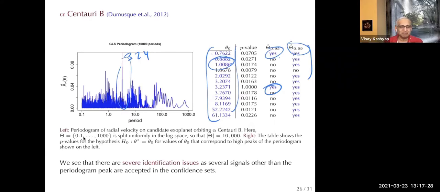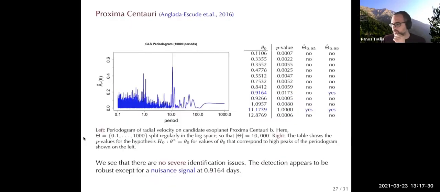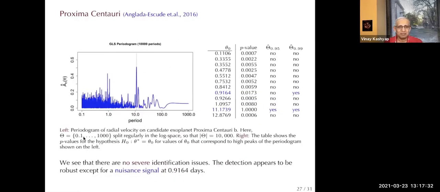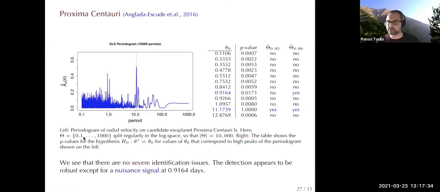Okay, here's another example that has also, I think, created a lot of buzz and excitement. This is Escude et al. 2016 on Proxima Centauri. Here, the situation is better than before. For the 99% interval, you see there is a signal at 0.9164 days and one at 11.17 days. The p-value for this nuisance signal is kind of small, it's 1.7%. So it's near the 1% threshold.